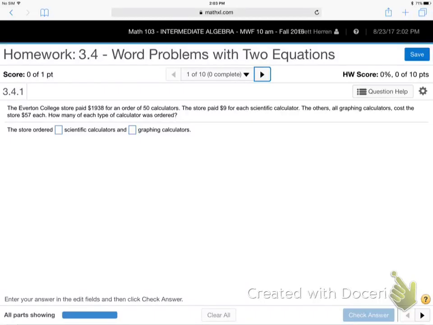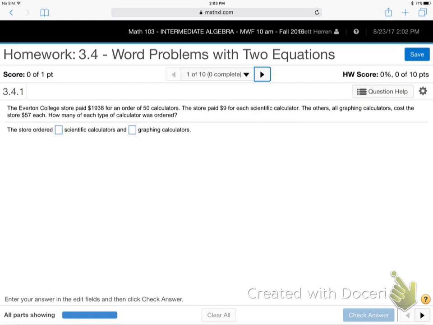In this section, we're in 3.4. The whole section is word problems. We're going to cover 3 kinds of word problems. The first is money. You can tell it's clearly got money involved. The college paid $1938 for, you don't need to write all those words out.